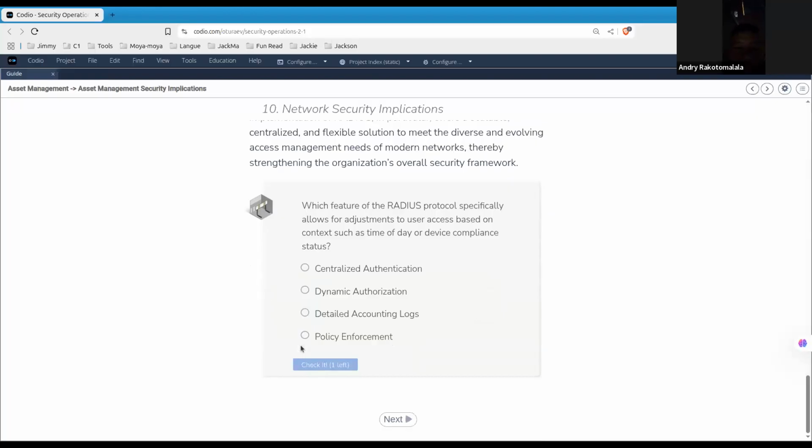And let's use the same quiz thread, okay? So in this case, we're talking A, B, C, or D. Which feature of the Radius protocol specifically allows for adjustments to user access based on context, such as time of day or Radius compliance status? We just talked about this. So A, B, C, or D.